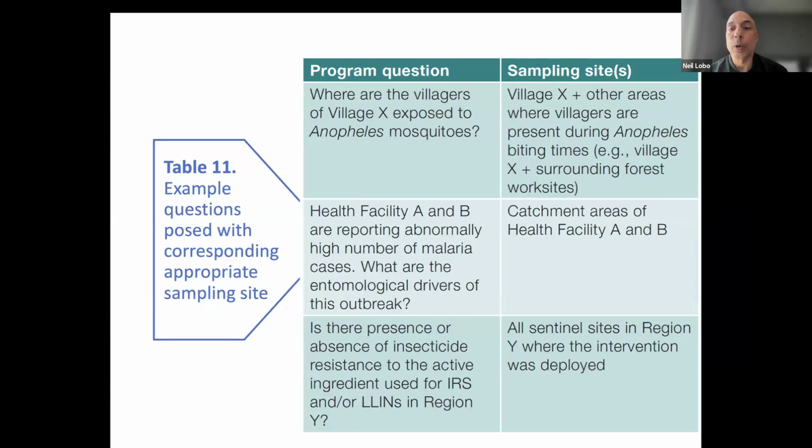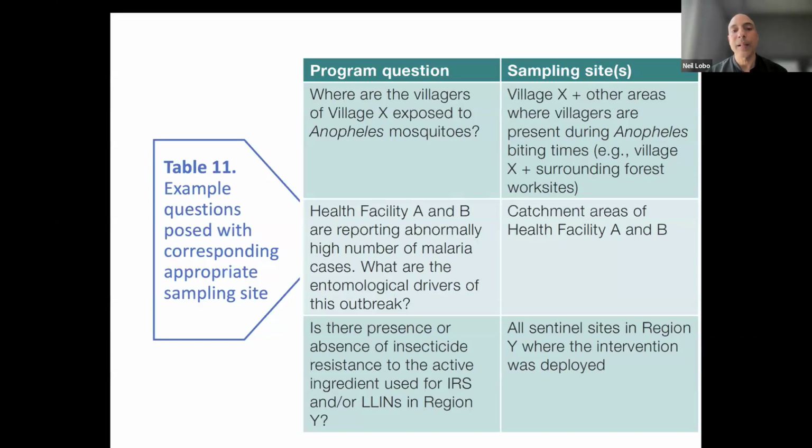So, for example, if we go to village X and we find out that there's a fisherman village, or let's say it's surrounded by forests where people go to collect wood, to answer the question of where most people are exposed, I would look at village X plus areas surrounding village X where people go, because they could be exposed in either one of those areas. So factor in human behavior, what they're doing, based on your question.